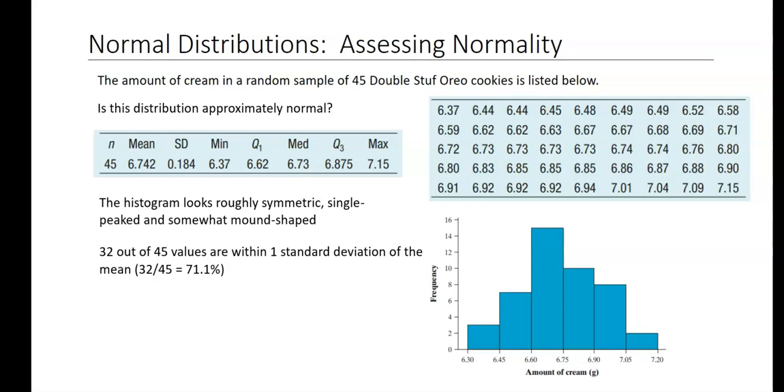So that's 71% of the data. That's not too bad. We're looking for 68%. We got 71. I can live with that. It's kind of a judgment call, but I'm not throwing it out yet. 43 of the 45 values are within two standard deviations.